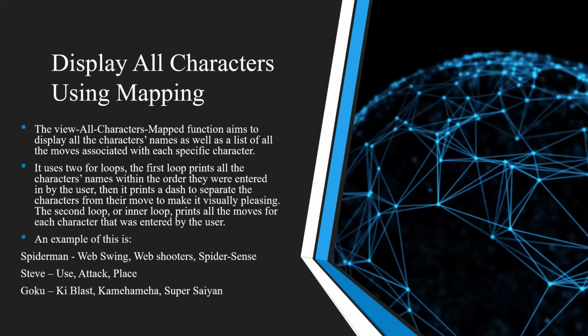It uses 2 for loops. The first loop prints all the characters' names in the order they were entered by the user. Then it prints a dash to separate the characters from their moves to make it more visually pleasing. The second loop, or inner loop, prints all the moves for each character which were entered by the user. An example is shown: Spider-Man, web swing, web shooter, Spider Sense; Steve, use attack place; Goku, Ki Blast, Kamehameha, Super Saiyan.